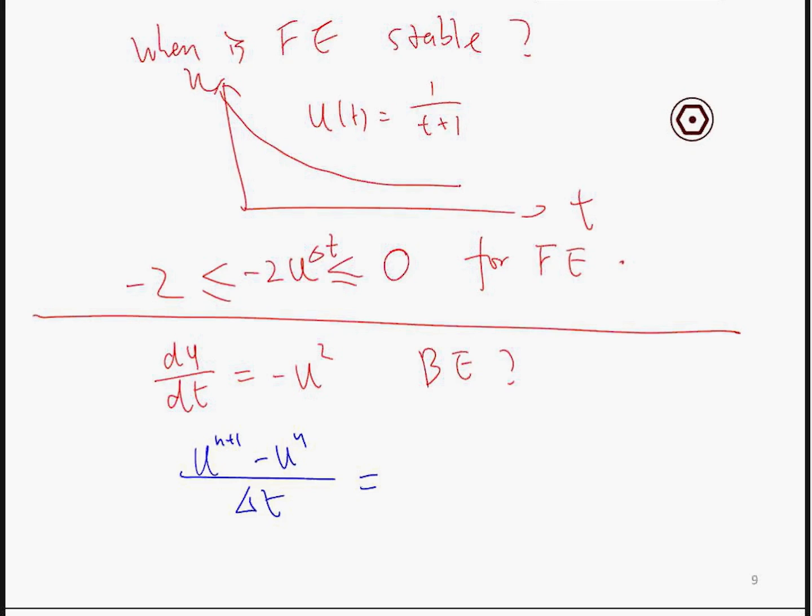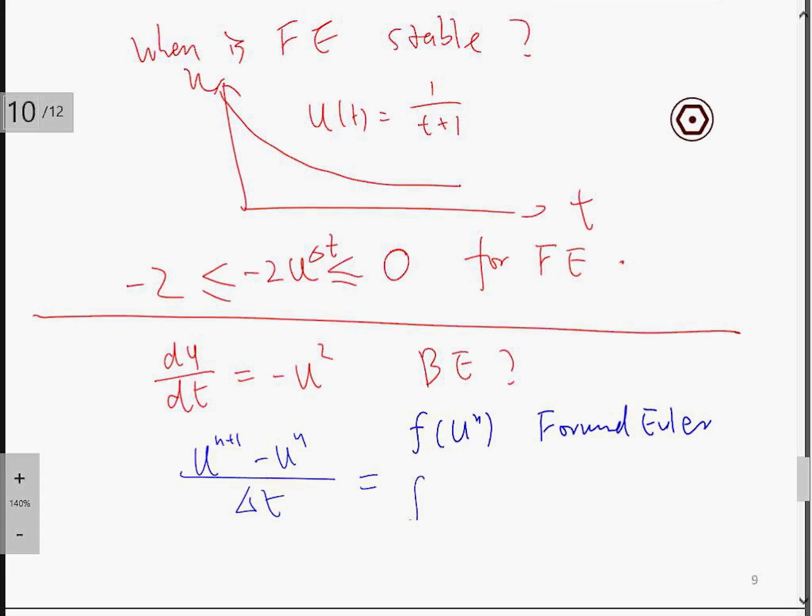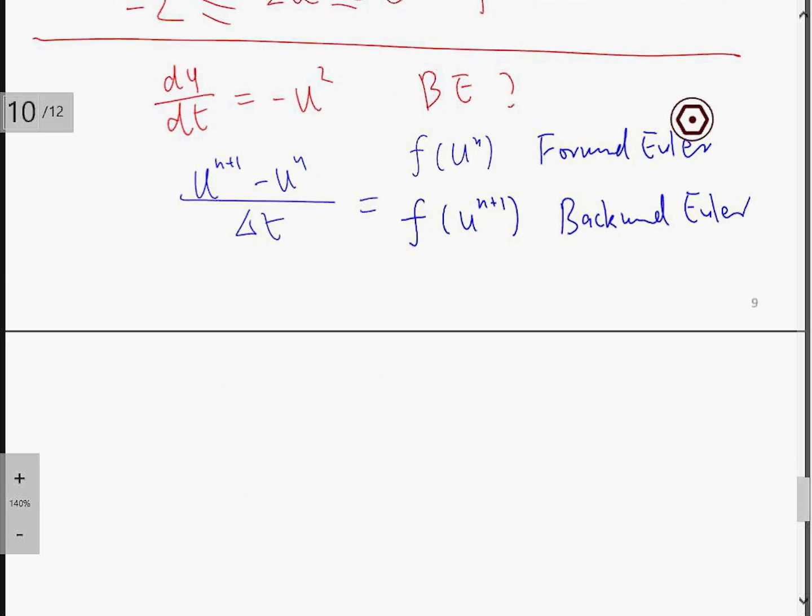What is forward Euler? If I use forward Euler, what would it be equal to? Forward Euler would be f of u^n. What would backward Euler be? For f of u^n is forward Euler. Yeah, backward Euler is f of u^(n+1). All right, so that is backward Euler.